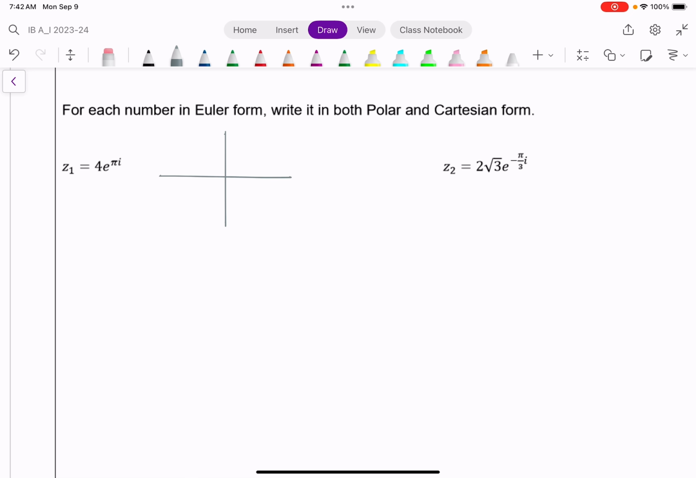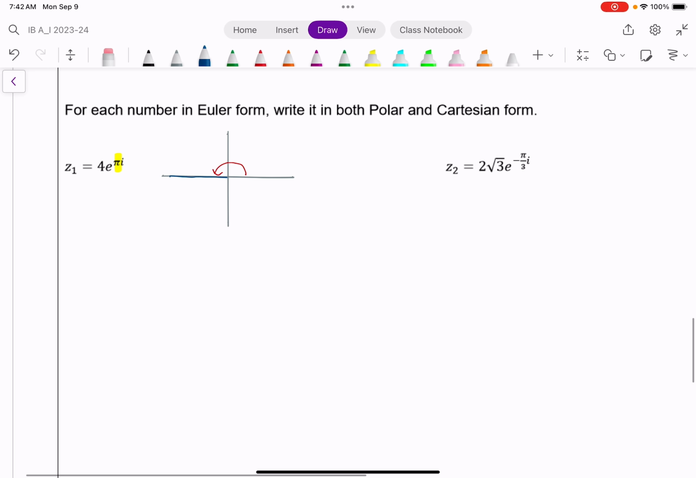So for e to the pi i, that means I probably want to look at the argument first, which is pi, which is from here to here, a distance of 4. That's pretty easy to visualize. So I have (-4, 0) as my point. And so again, with polar form, I can say z1 equals 4 cis pi. I could have done that right away, but now that I visualize this, Cartesian form should be quite quick. z1 is going to be my x-coordinate, negative 4, plus no i, so really just negative 4.